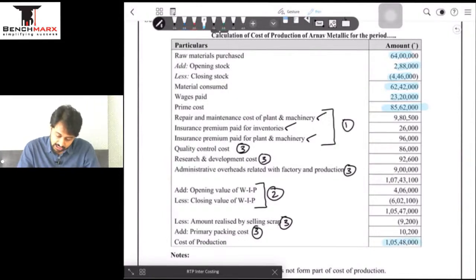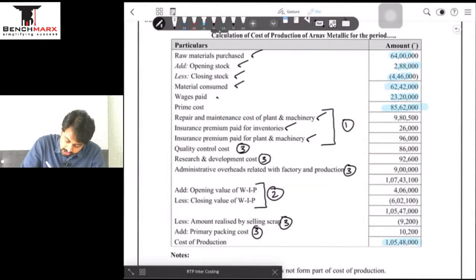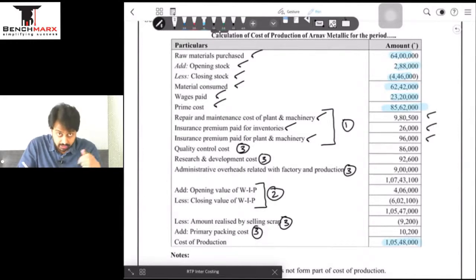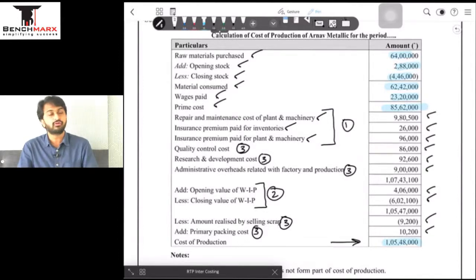Let us see if we have missed out anything. We have taken the RM purchase, opening stock, closing stock, materials consumed has come, wages has come, prime cost will come. All these things are already taken. Repairs taken, insurance taken, quality control cost after factory cost, so that is also taken, R&D after factory cost, admin cost production again after factory cost, opening closing WIP will come before all these things, amount realized by sale of scrap has been considered, cost of primary has been considered, and this is my final cost of production.